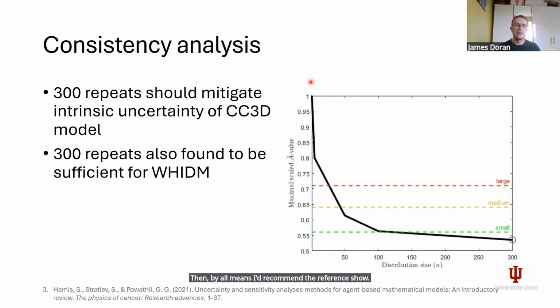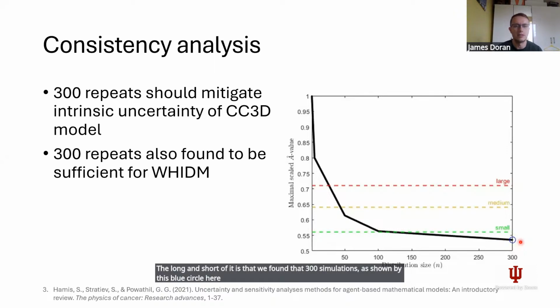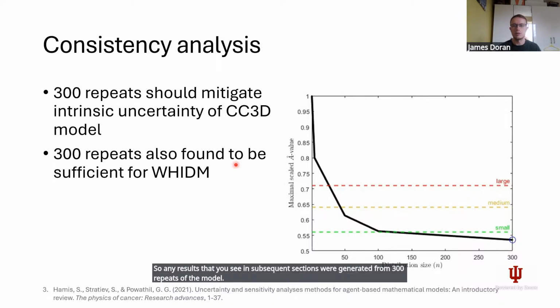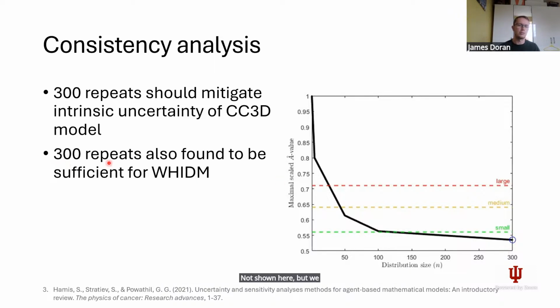The long and short of it is that we found that 300 simulations, as shown by this blue circle here, should be sufficient to mitigate the model's intrinsic noise and stochastic uncertainty. So any results that you see in subsequent sections were generated from 300 repeats of the model. Not shown here, but we also found that 300 repeats is also sufficient for the within-host infectious disease model, WHIDM. So any results for that are also from 300 repeats and averaging.